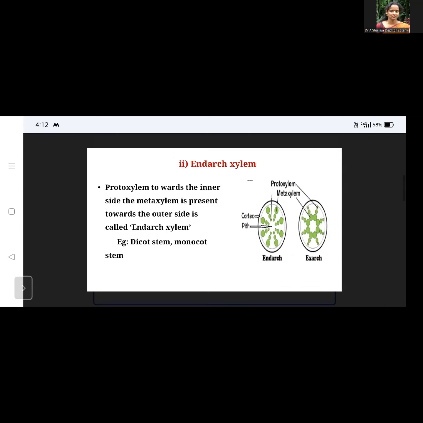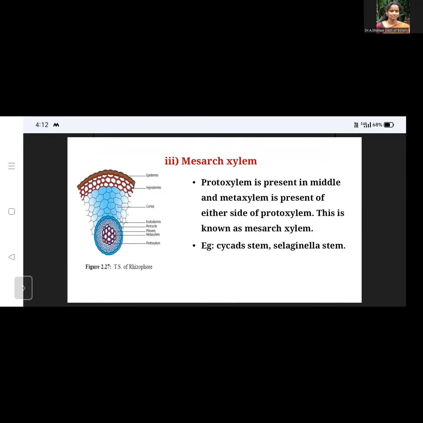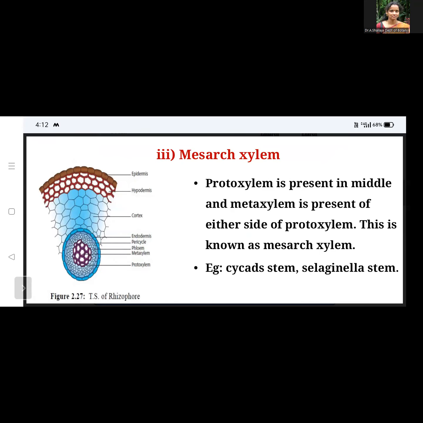And the next one, the last one, is the mesarch xylem. See here in this diagram, the protoxylem is present in the middle and the metaxylem is present on either side of the protoxylem. This is known as mesarch. Examples for mesarch xylem are the cycad stem and the Selaginella stem.